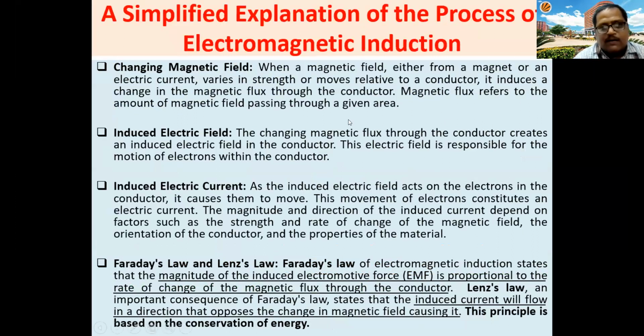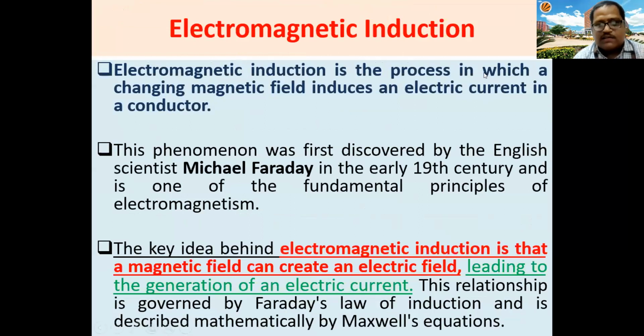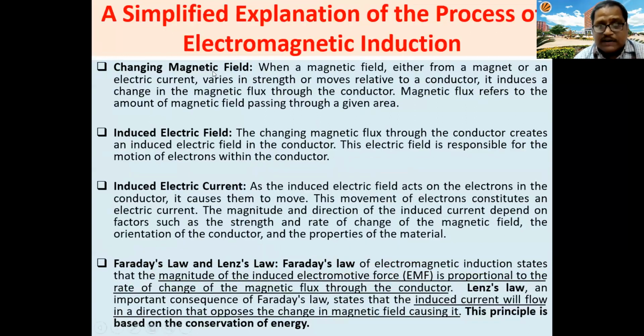Once again, as a summary, I am giving you a simplified explanation of the process of electromagnetic induction. What are the key points, the major things you need to remember? The first thing is a changing magnetic field. You cannot have things happening with a constant magnetic field. As I told you in the previous slide, a changing magnetic field is most important. Some change must be involved.